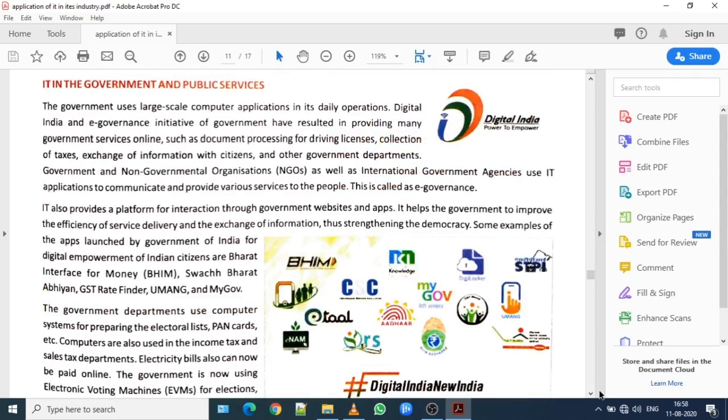And the last one is IT in government and public service. In government also, large-scale computer applications are used in daily operations. Digital India and e-governance are key areas where the government has initiated its processes. Driving licenses, Aadhaar card issuing, and voting or election commission cards are in a continuous process of recording citizens' data and generating and issuing those cards to the citizens.